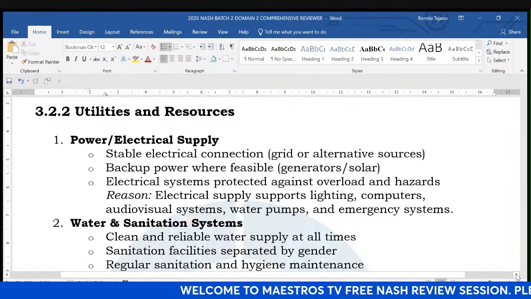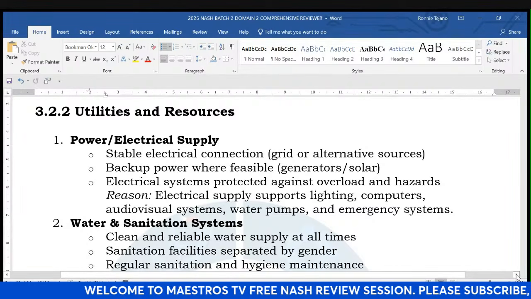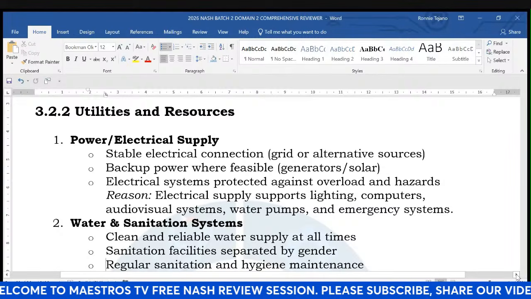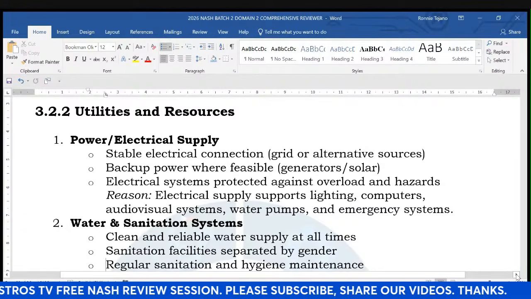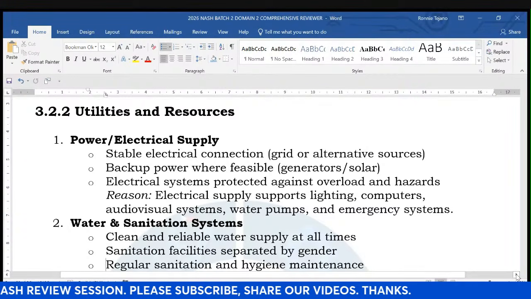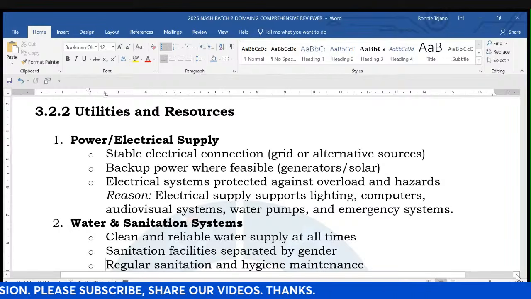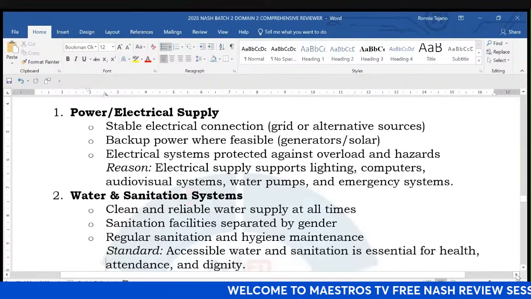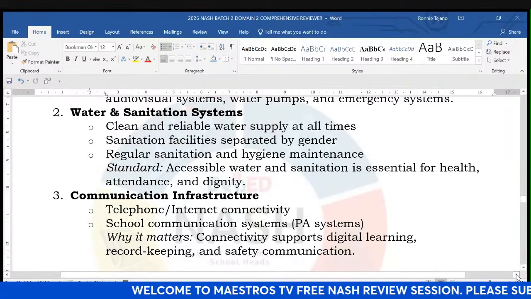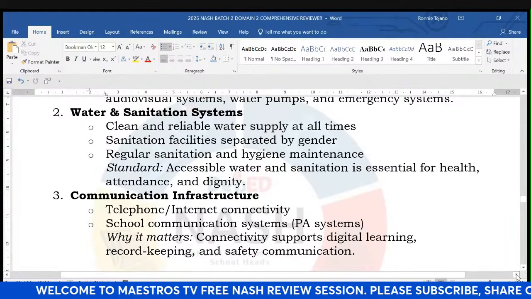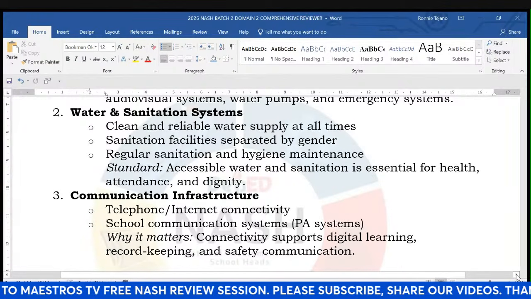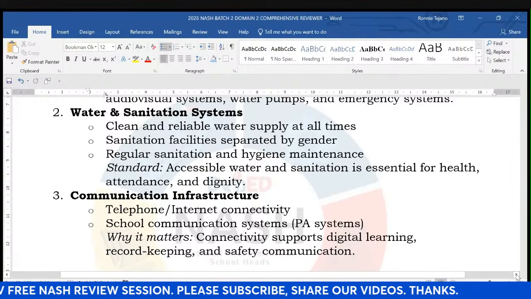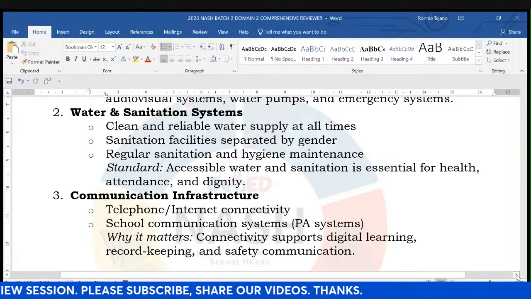Next, on utilities and resources, you should have stable electrical connections that is included in the grid, backup power for feasible generators or solar, then electrical systems protected against the overloads, and water and sanitation systems. Okay. Kumusta ang water ninyo? Sa principal's office lang bang may clean water supply, sanitation facilities, regular sanitation and hygiene maintenance?